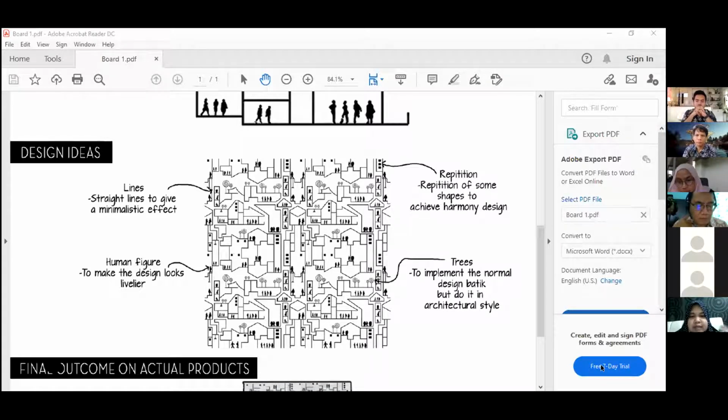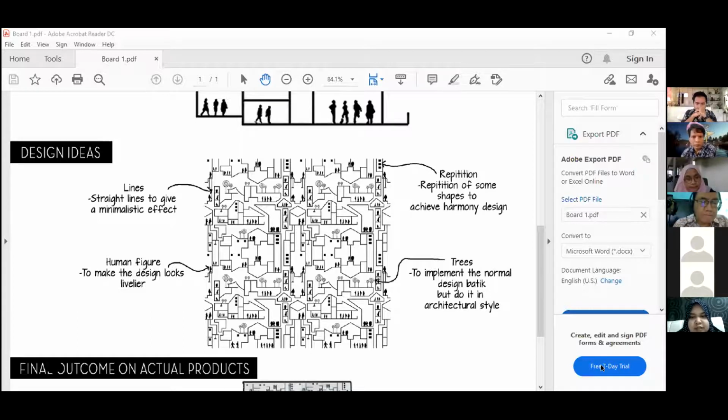So goes by the name The Wonder of Life Batik. My batik design consists of several cuts of building, which shows the people living in it to make it livelier. I infused human figures and trees into the design. These figures act as a clear and simple indicator of the proportions of a space and also to infuse the typical floral design in batik. But I want to make it more like architectural style.